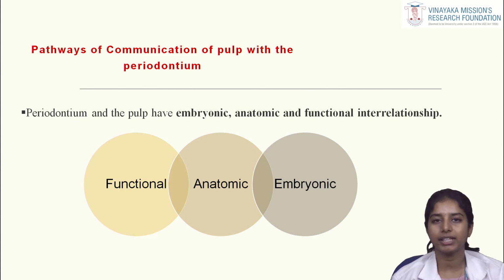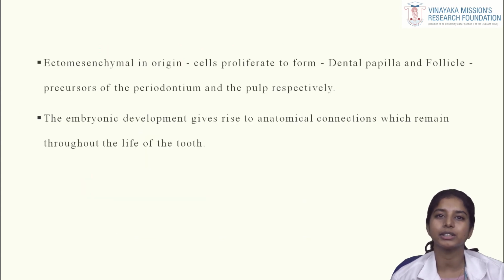Both the periodontium and the pulp have an embryonic, anatomic, and functional interrelationship, starting from the development itself. The cells are ectomesenchymal in origin, and they proliferate to form dental papilla and dental follicle. Dental papilla is the precursor of the pulp, and dental follicle is the precursor of the periodontium. This embryonic development gives rise to anatomical connections, and these remain throughout the life of the teeth.